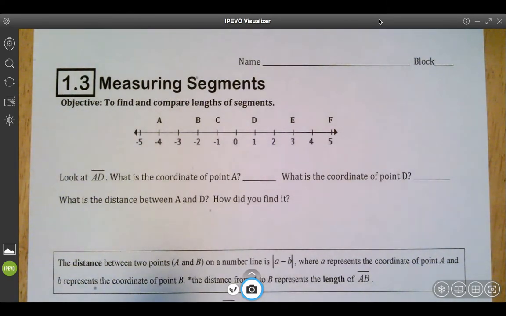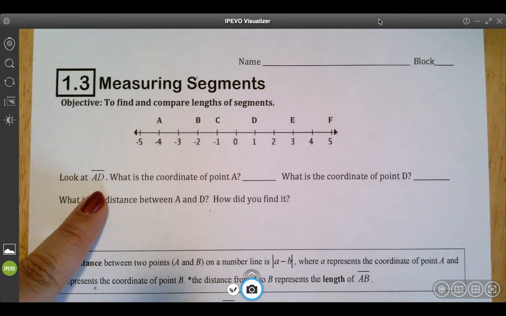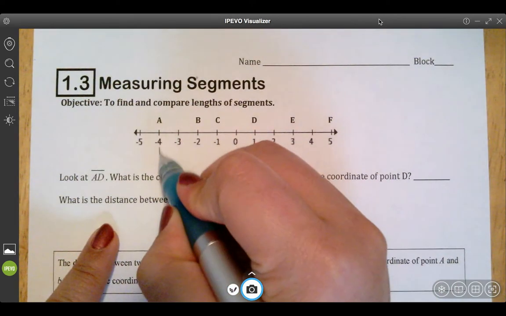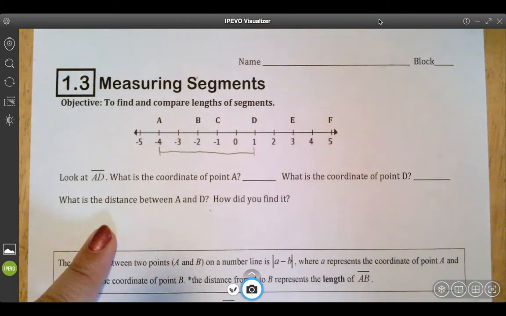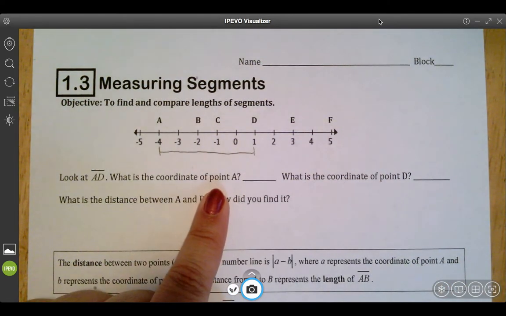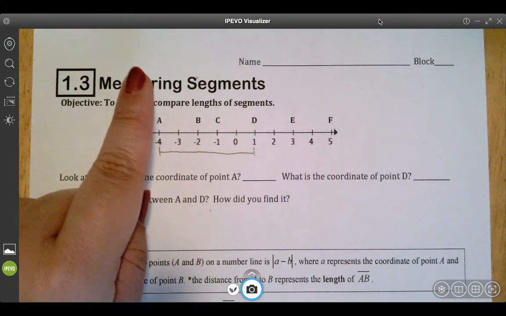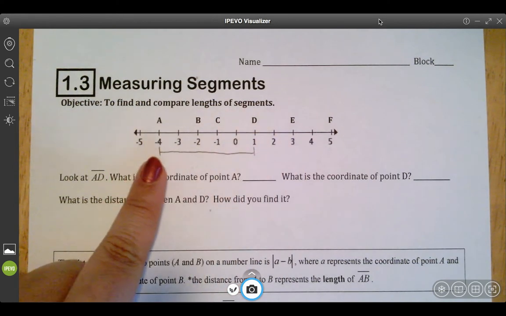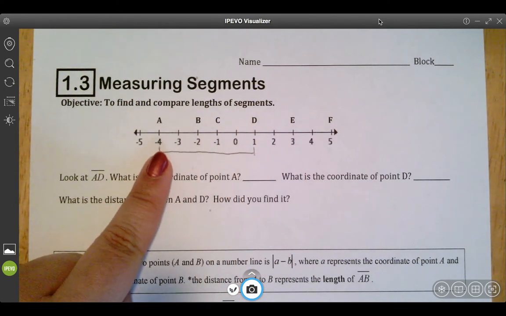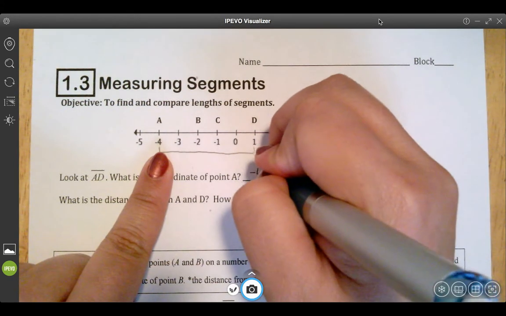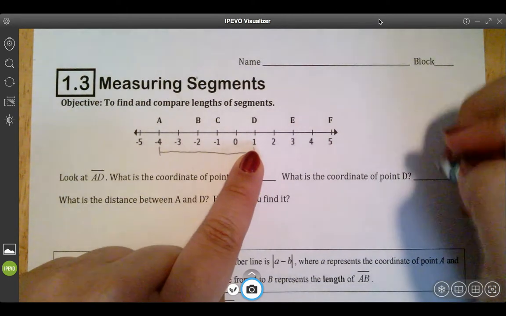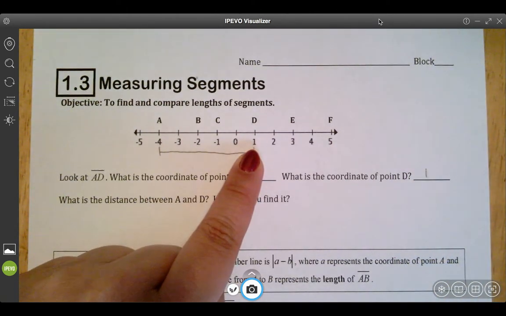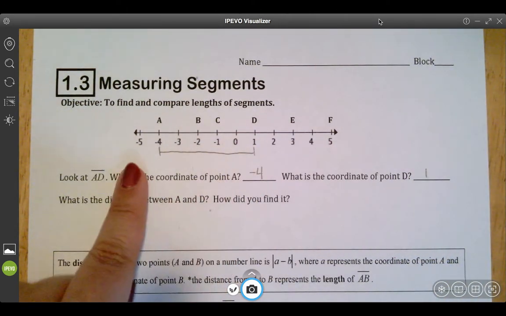If we're looking at this ruler and we want to find line segment AD, it ends at A and ends at D, and we want to know the coordinates of point A. This doesn't have an X and a Y axis. It's just one axis, so the coordinate is only going to be one number. A is at -4. What is the coordinate of D? D is at 1.